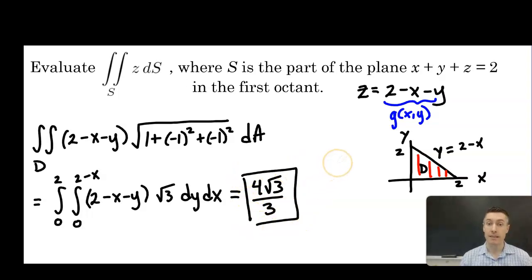But for this second example, more focused on the setup, we have an explicitly defined surface, so we're able to use the second definition. We see what that looks like, draw out a region to figure out our bounds of integration, and then we'd go through the process of integrating and get 4 root 3 over 3 for this surface integral.